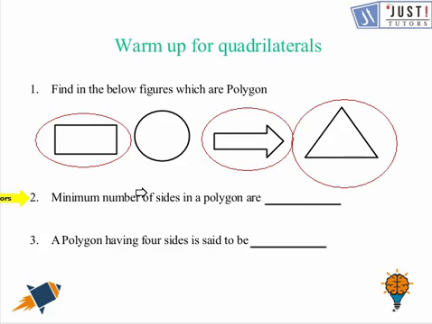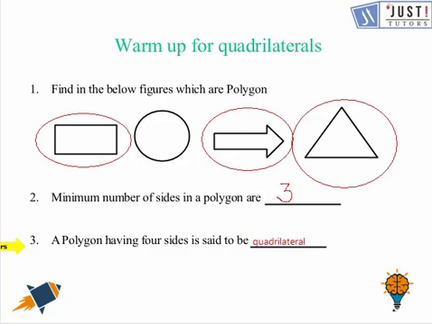So now we have to answer this next question, which is asking the minimum number of sides in a polygon. To make a closed shape out of line segments, we need at least 3 sides, because if we have 2 sides, it won't be closed. So the minimum number of sides for a polygon is 3. And our next question is, a polygon having 4 sides, what is it called? It is called a quadrilateral. If you have correctly identified the shapes and answered these 2 questions, pat your back, well done.